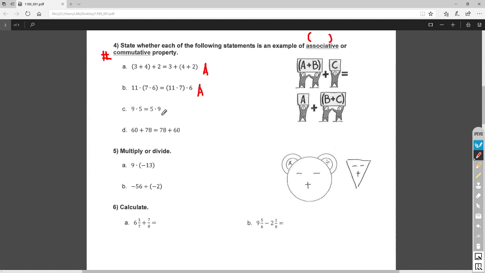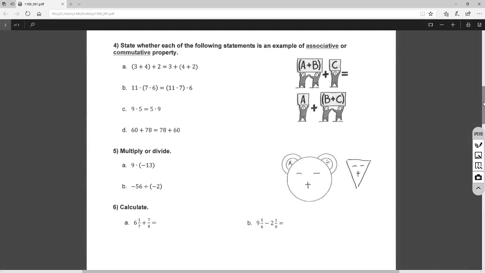Okay, C, you can see the 9 and the 5 switch places on the other side of the equal sign. So we can see the numbers have moved, they have changed. So in this case, it would be commutative. Okay, same for letter D. On one side you have 60 plus 78. On the other side you have it swapped to 78 plus 60. So this would also be commutative property.